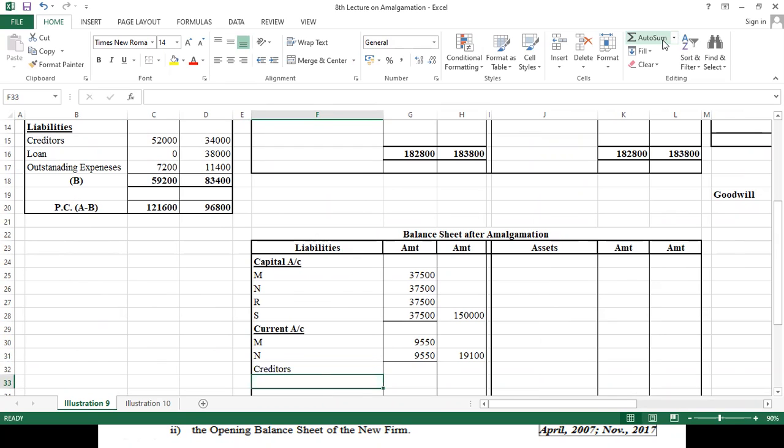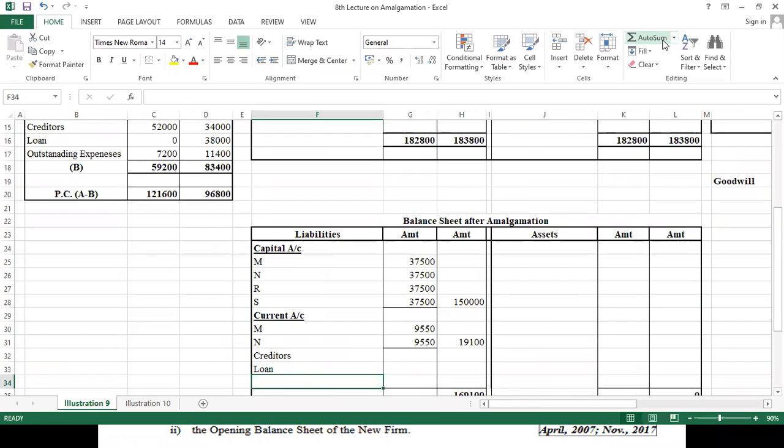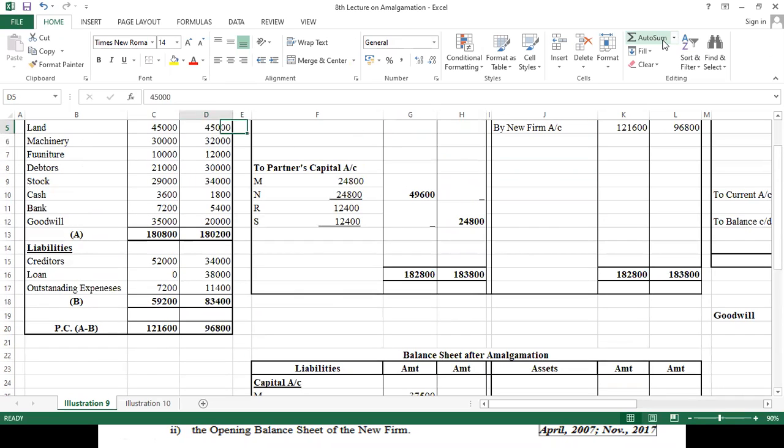And apart from that, the other liabilities we have are creditors, loan, and outstanding expenses. Look at the creditors, adding both, 52 plus 34 is 86,000. The loan is 38,000 and outstanding expenses is 18,600. 18,600.